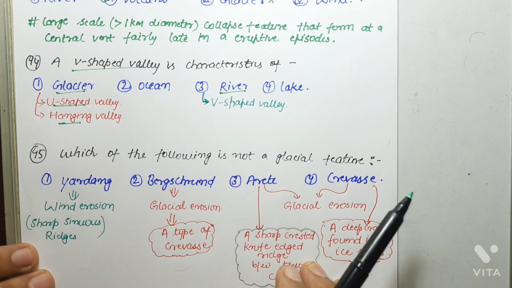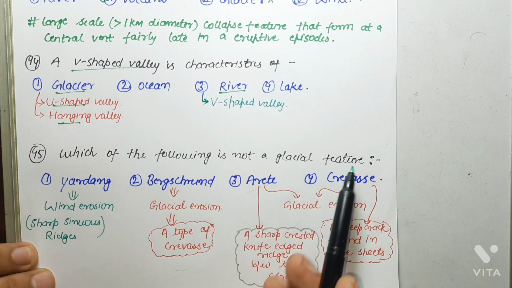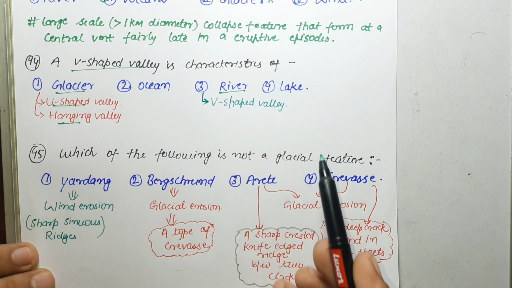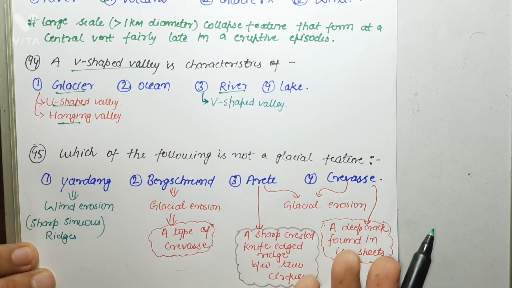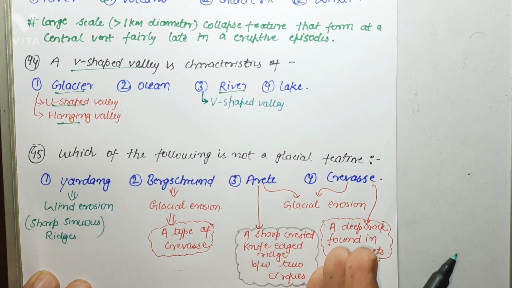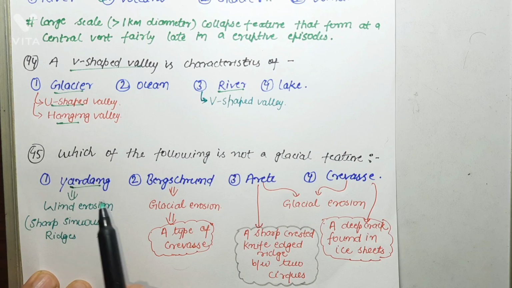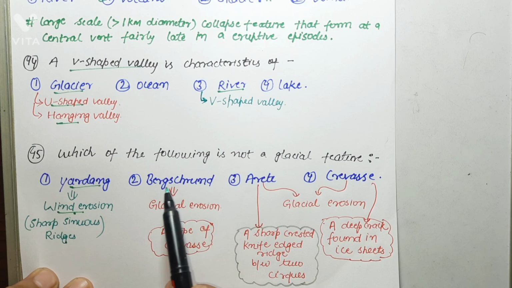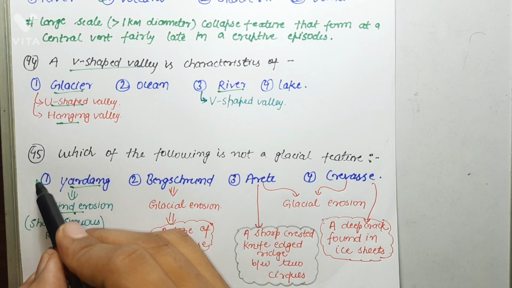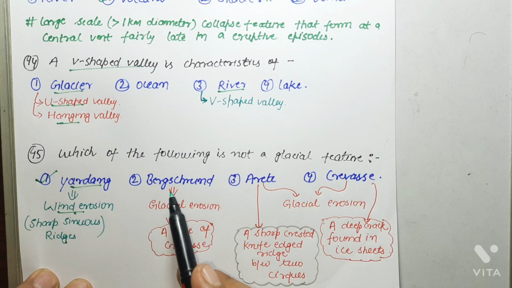Okay, so coming back to next question, which of the following is not a glacial feature? To answer this question, we should know about all these features, that these features are associated with which agent. Now, what are yardangs? Yardangs are sharp sinuous ridges formed by wind erosion. So from this itself, you can say that yardangs are not a glacial feature, because these are aeolian features, as they are formed by wind erosion. Now let's see other options also. You got your answer, yardang, but let's see other options also.